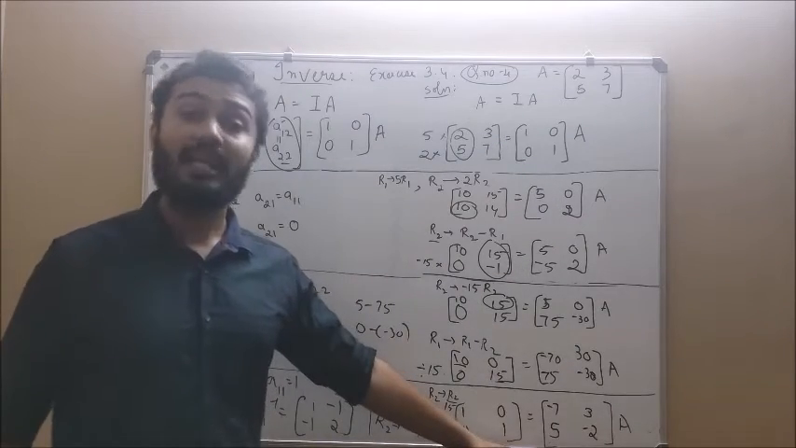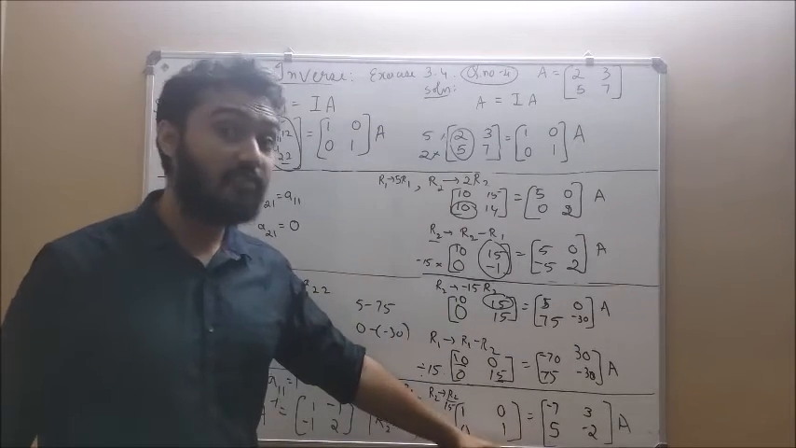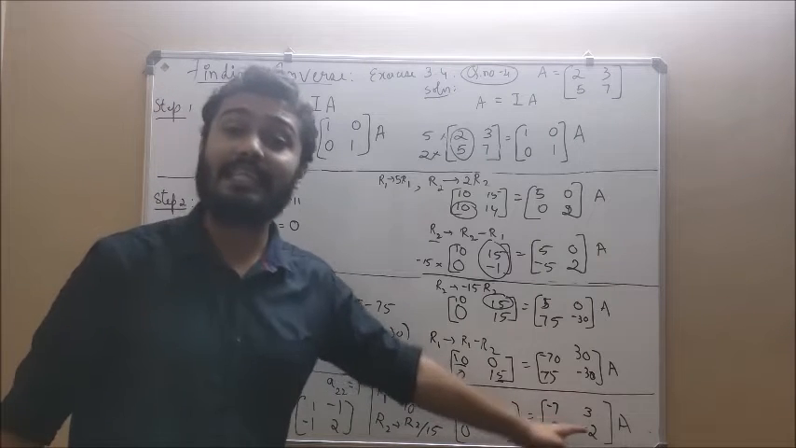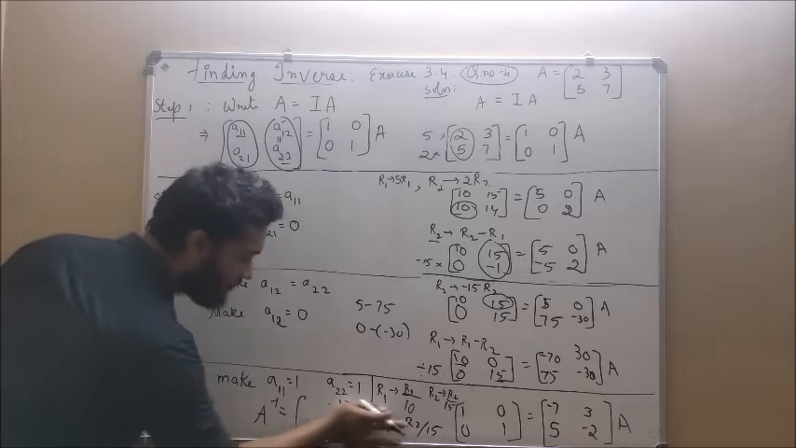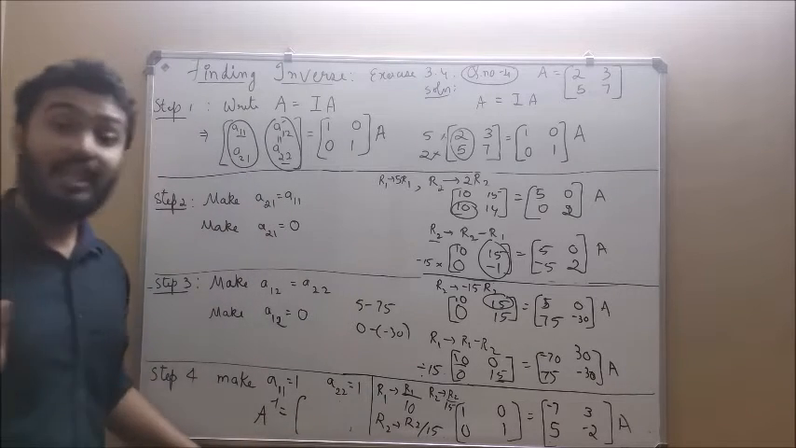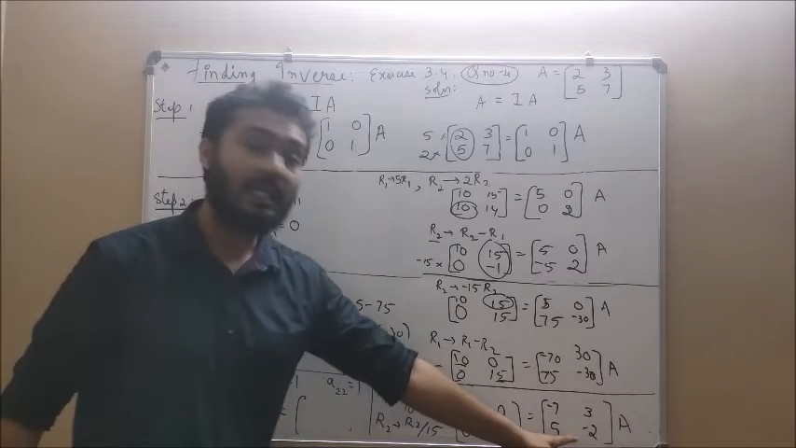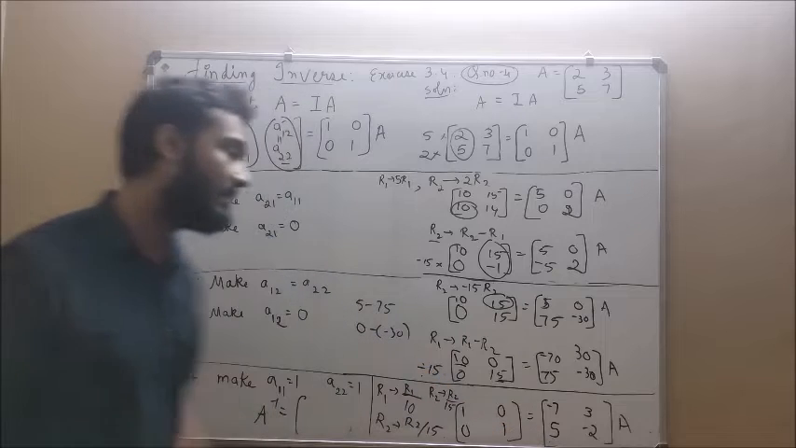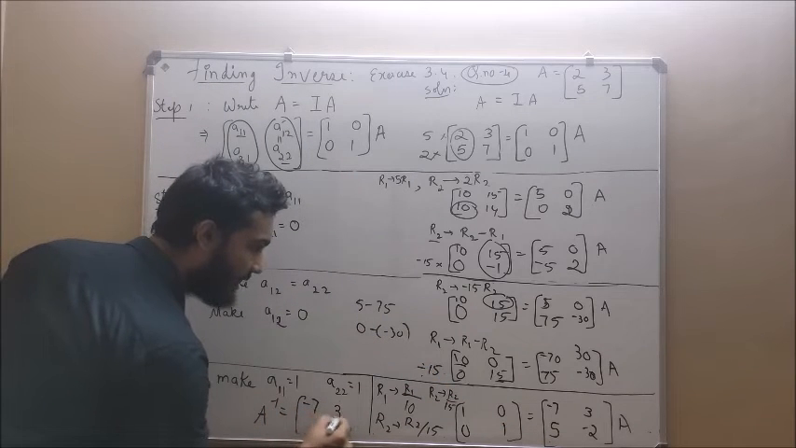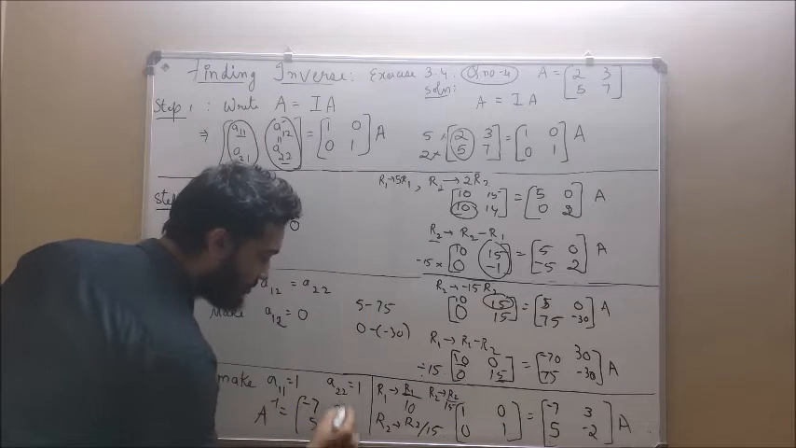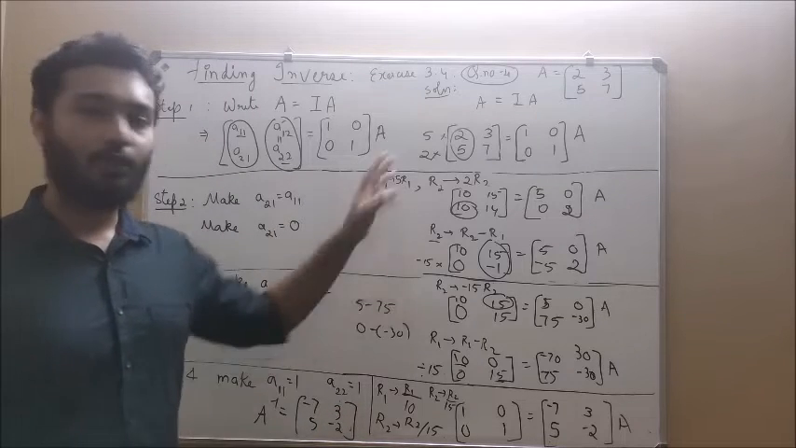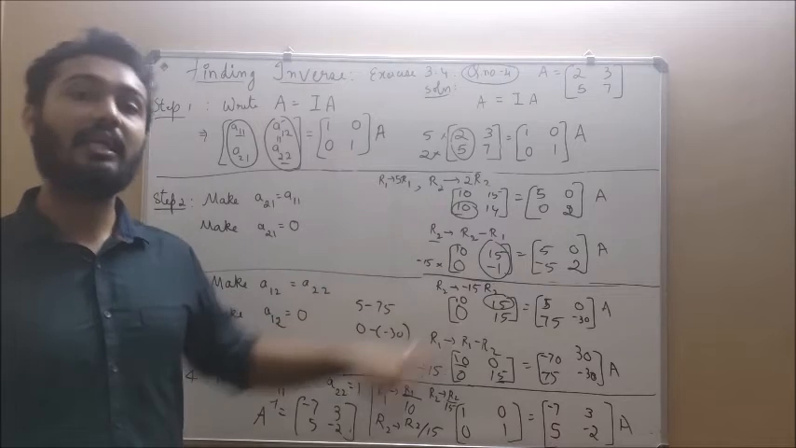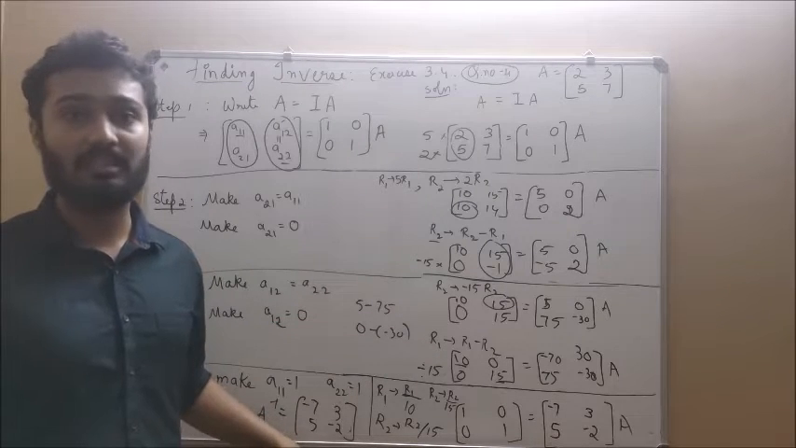So the matrix formed on the right side, minus 7, 3, 5, minus 2, it is nothing but the inverse. So A inverse is the matrix found on the right side, that is minus 7, 3, 5, minus 2. So this is the inverse. I hope you are clear with this finding the inverse.